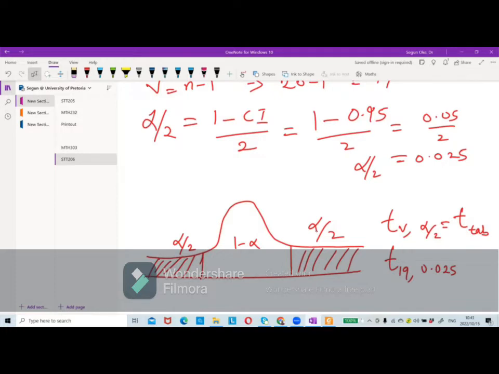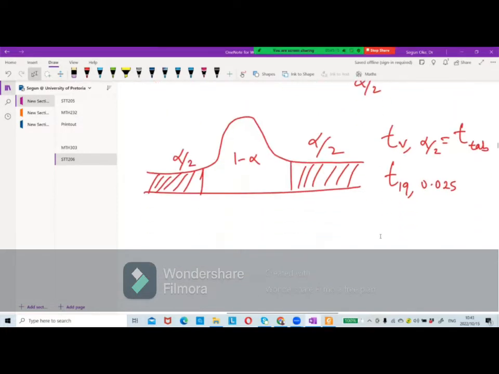Okay, let's check. We have the table now. Check T 19, 0.05. What's the value? Same value, sir. The same value, 2.093.